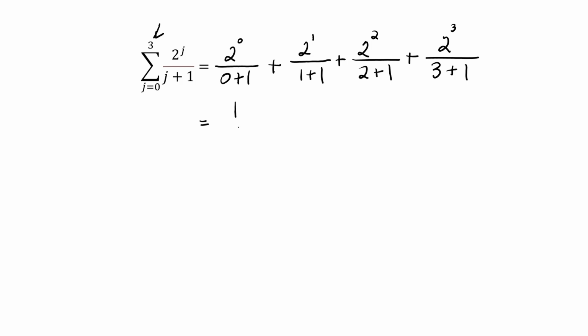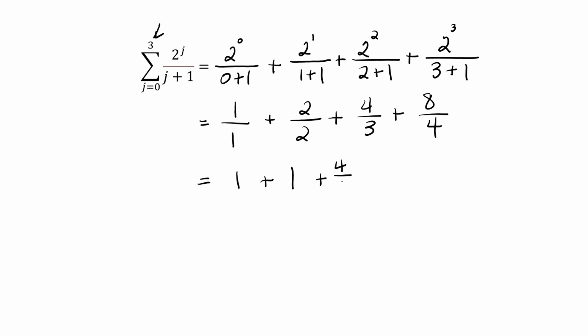So 2 to the 0 is 1. 0 plus 1 is 1. 2 to the 1 is 2. And then you've got 1 plus 1. And then 2 squared is 4. 2 plus 1 is 3. And then you've got 8 over 4. So when you add all this up, you're going to have 1 plus 1 plus 4/3 plus 2, which is going to give you 4 plus 4/3, which is 12/3 plus 4/3, which is 16/3.